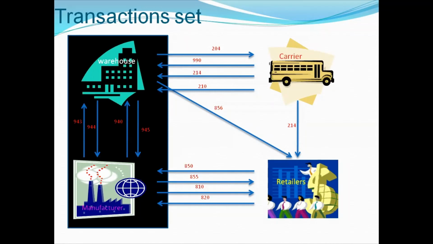So I worked on 850, 855, 856, 810, 820. So they are the general retail transactions. I worked on those for a number of clients as well. So all are retail transactions only. So in this way, for these transactions, we start developing the maps in real time.